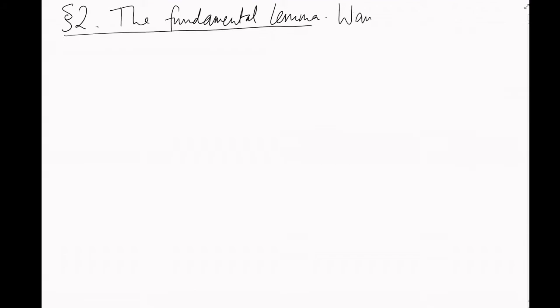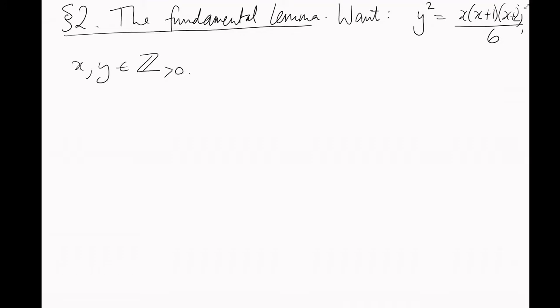Section 2. The fundamental lemma. The equation we want to solve is y squared equals x times (x plus 1) times (x plus 2) all over 6 for positive integers x and y. Let's immediately multiply through by 6.